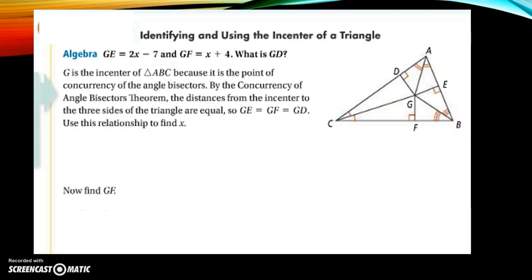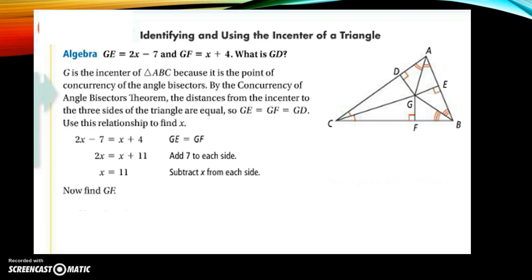How do we use this? Well, here we have perpendicular lines. We have angle bisectors, so G is the incenter. We know that GE, GF, and GD are all equal, or congruent. So we can set GE equal to GF. So 2x minus 7 equals x plus 4. We're going to subtract x from both sides, and then add 7 to both sides, and we get that x is 11.